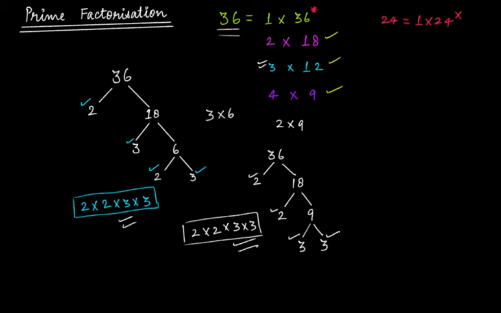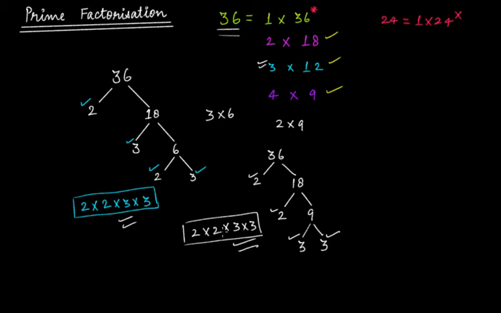So we have seen how to find prime factorization using factor trees. This is a tree, and it's a factor tree because you have used it to find the prime factorization of any given number, that is the number 36 in this case. And in this second video, we want to discuss another way to find the prime factorization.